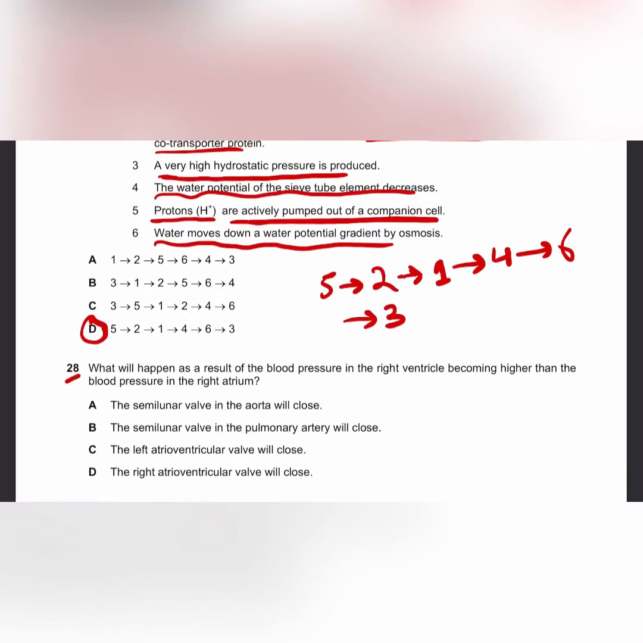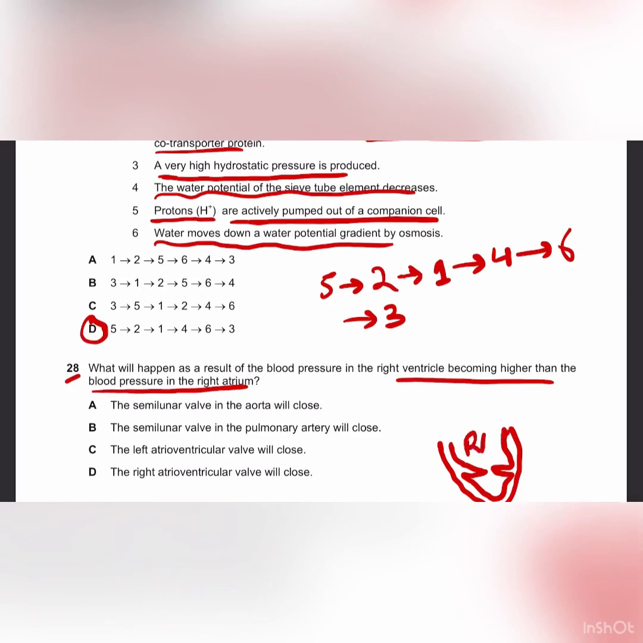MCQ number 28. What will happen as a result of blood pressure in the right ventricle becoming higher than the blood pressure in the right atrium? Okay, if we draw the right side of the heart, so guys, there is a valve between the right atrium and the right ventricle.